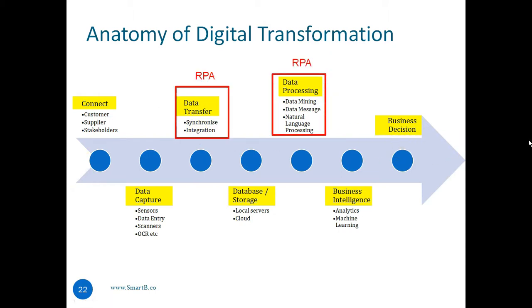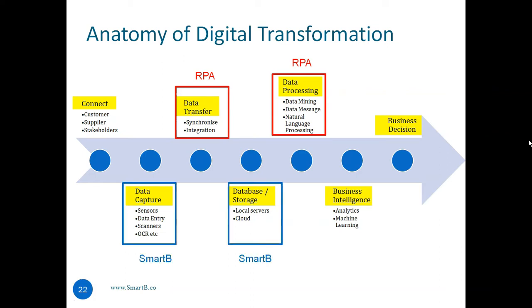RPA comes in very nicely when they do data transfer and data processing. In SmartBee, we help people in data capture and smaller things like database and using cloud storage and whatnot. So with combination of what SmartBee is offering and RPA combined together, we streamline and cut out the bulk of the middle processes. Of course, for many of the clients, they would probably have their own systems, and that's fine. So this is where RPA can help improve their processes.